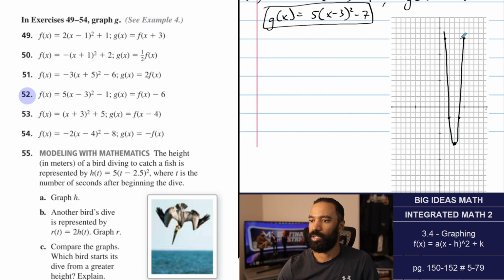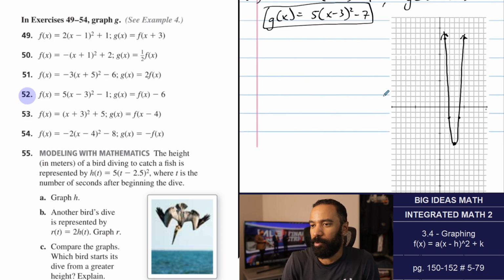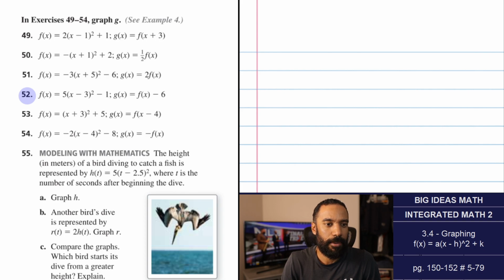There we go. Okay. That's number 52. Two more on this set. Number 53.